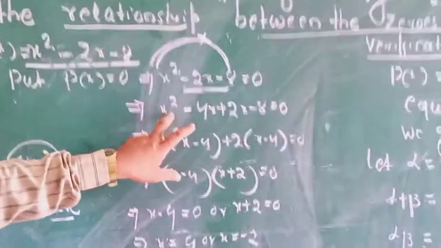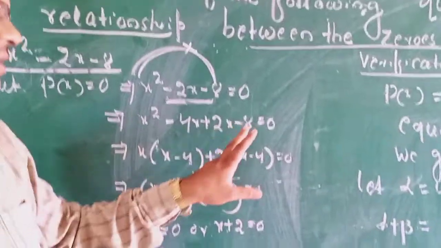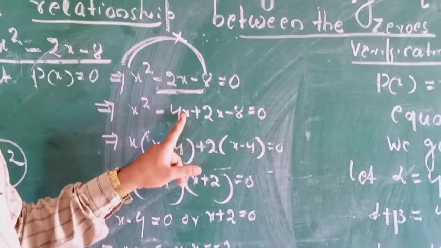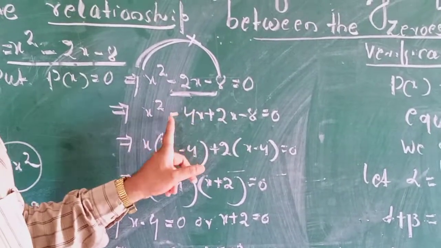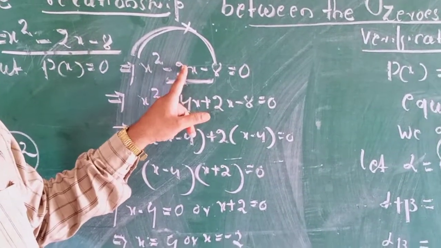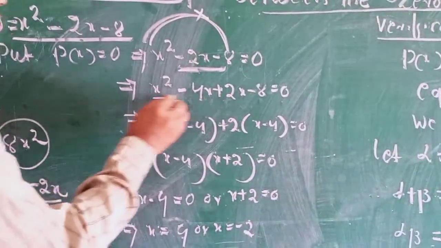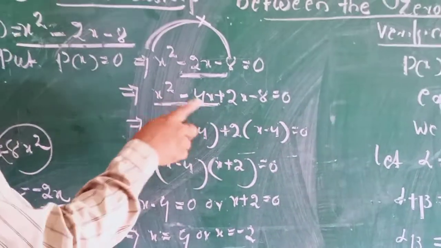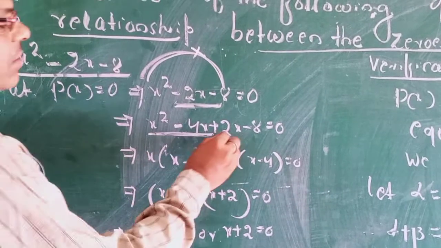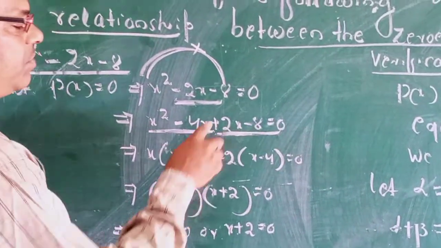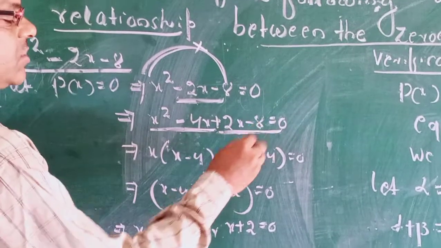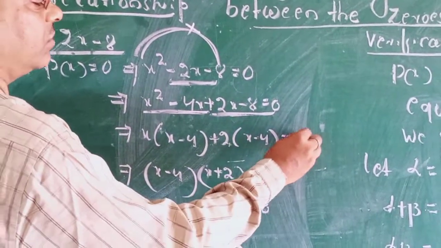Now, you can write x square minus 4x plus 2x minus 8 is equal to 0. You see, both are the same; the difference is that I have split minus 2x as minus 4x plus 2x, which is equal to minus 2x. Now, in the first two terms, what is common? Common is x. Taking x common, we get x into x minus 4. Again, from 2x minus 8, 2 is common. Taking 2 common, we get 2 into x minus 4, equal to 0.